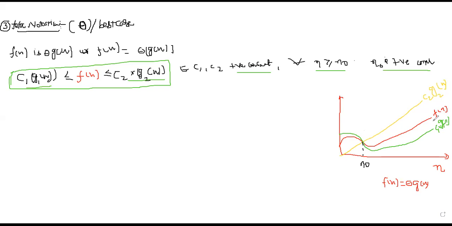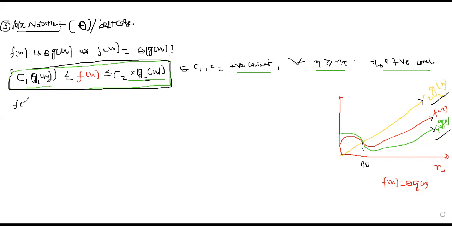Now you can see that there are two functions. One is g2(n), which is greater than f of n, and one is g1(n), which is smaller than f of n. If this condition is true, then only can you say f of n is equal to theta of g of n. This is a mathematical representation. It must be true. When can it be true? Can anyone say? A very important point.